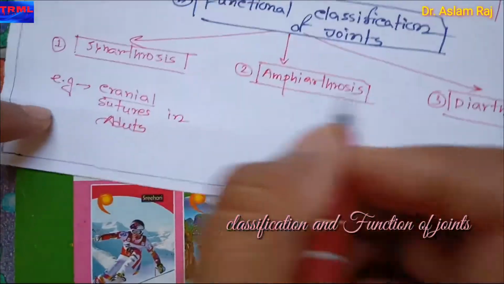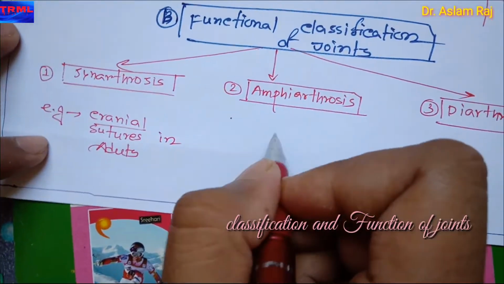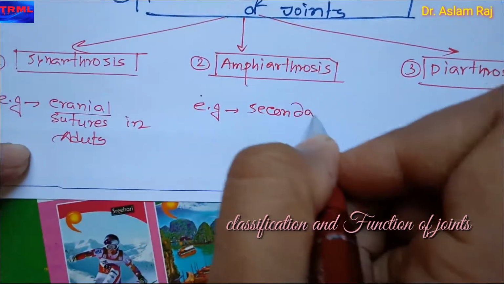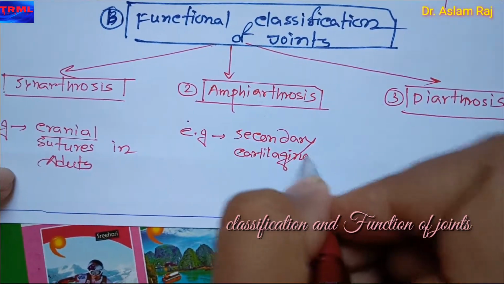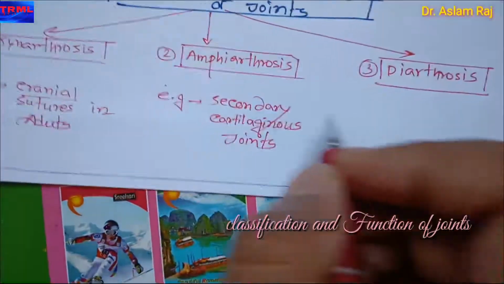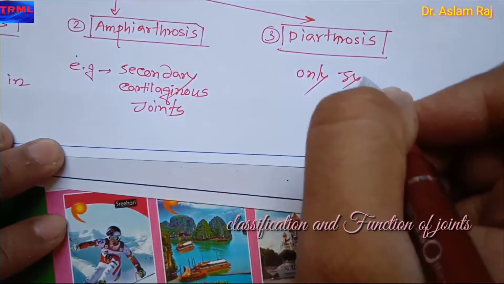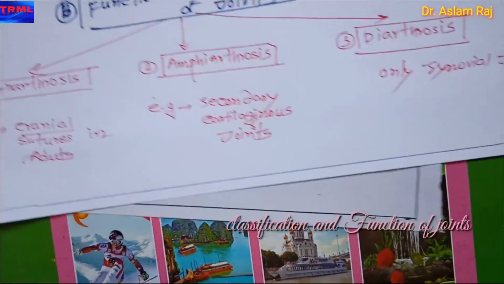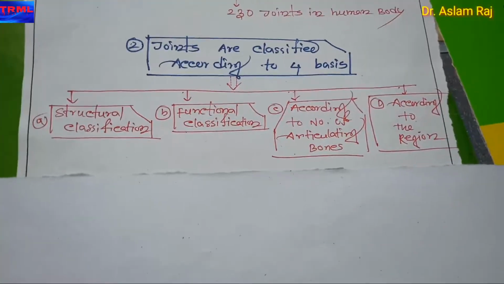Let's see amphiarthrosis. Amphiarthrosis is slightly movable. The two bone surfaces at the joint are both covered in hyaline cartilage. Example is secondary cartilaginous joint, also called primary cartilaginous joint, because amphiarthrosis has two parts, synchondrosis and symphysis. Let's see diarthrosis. It permits a variety of movement. Only synovial joints are diarthrosis. So guys, this was the functional classification of joints, and the upper side was the structural classification.